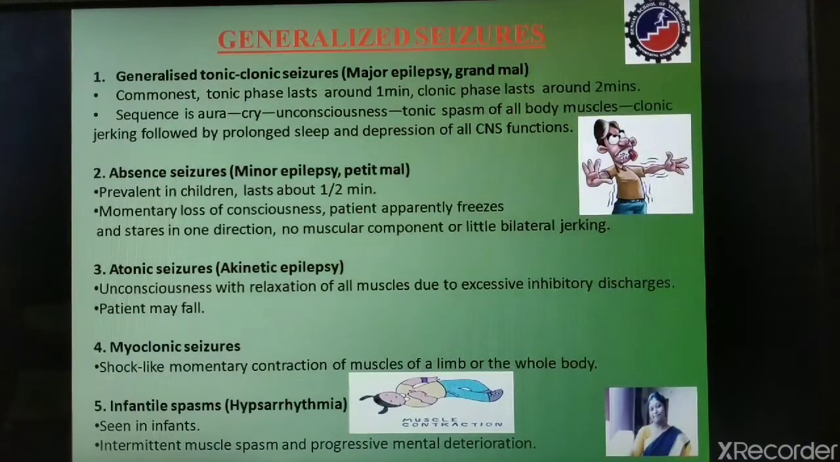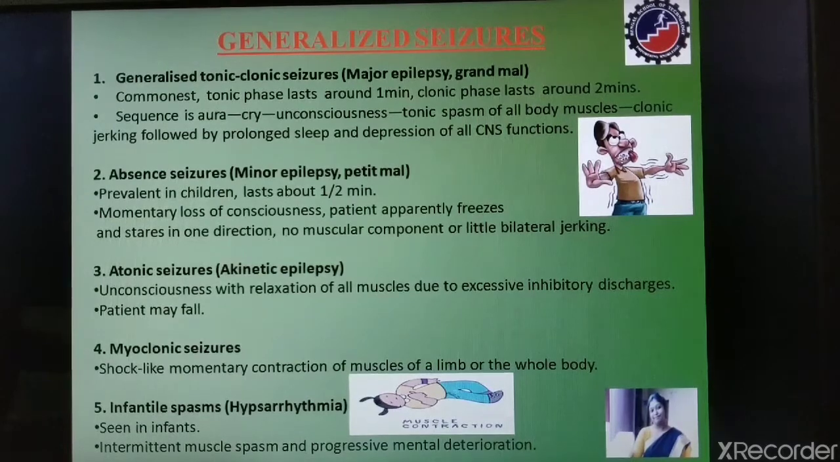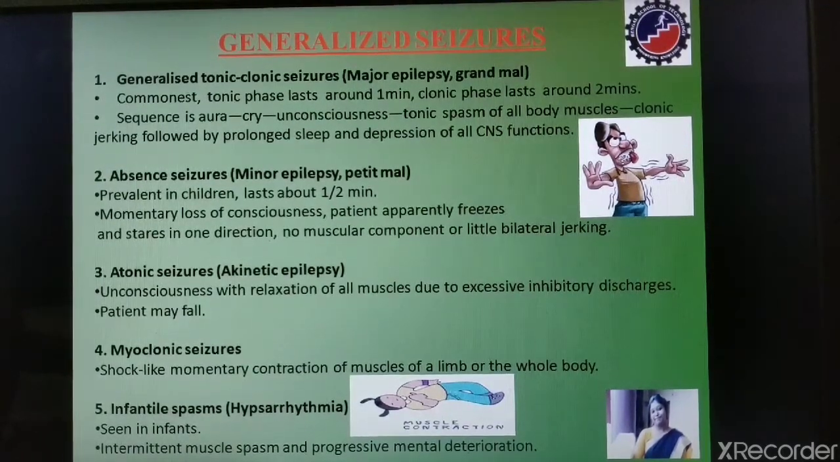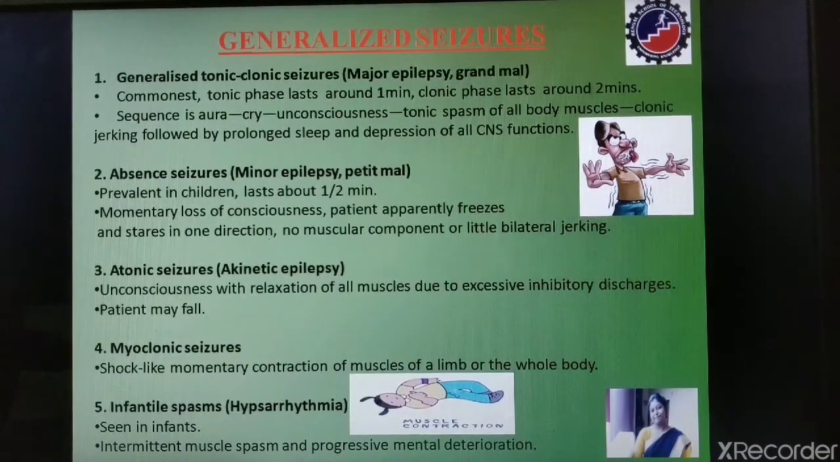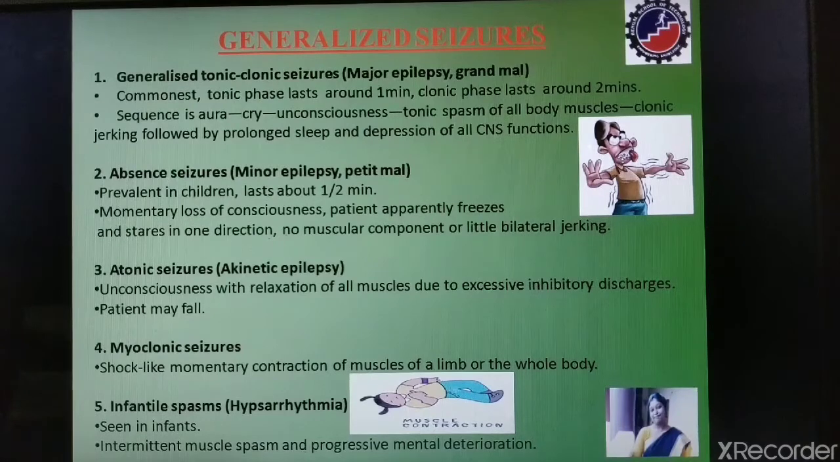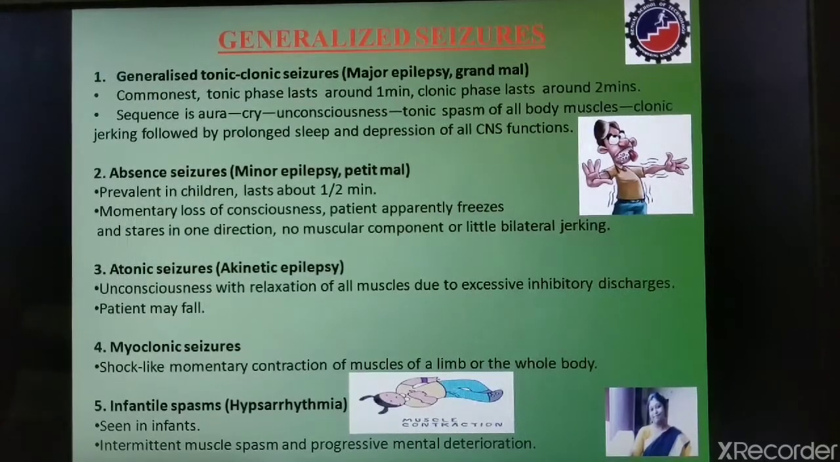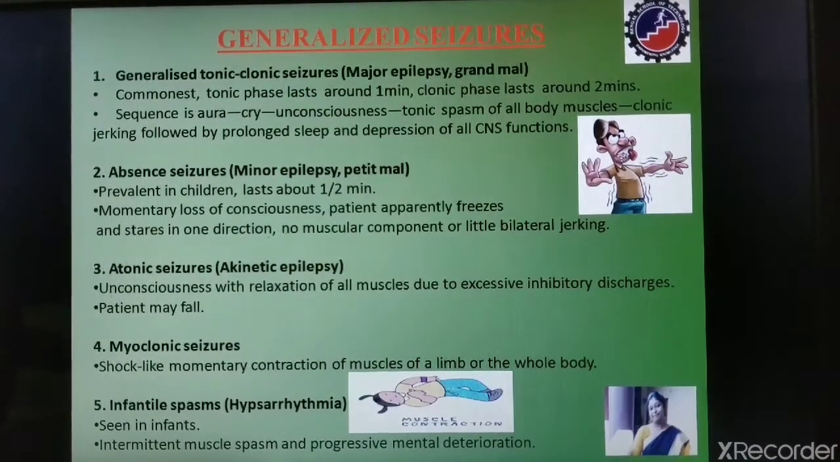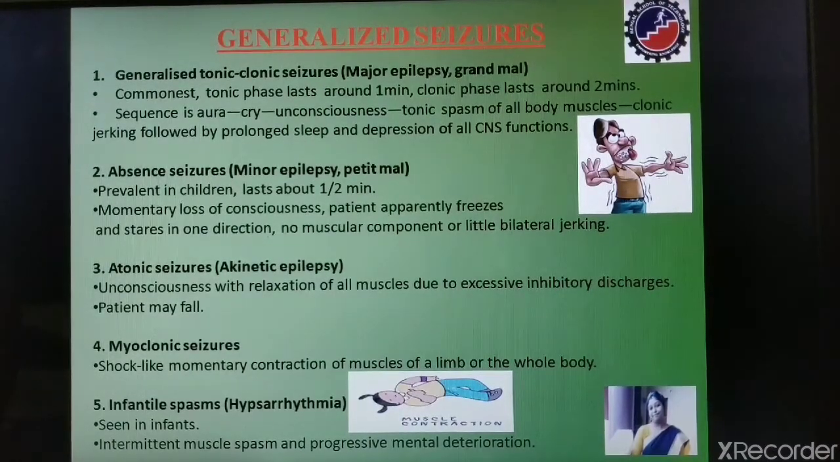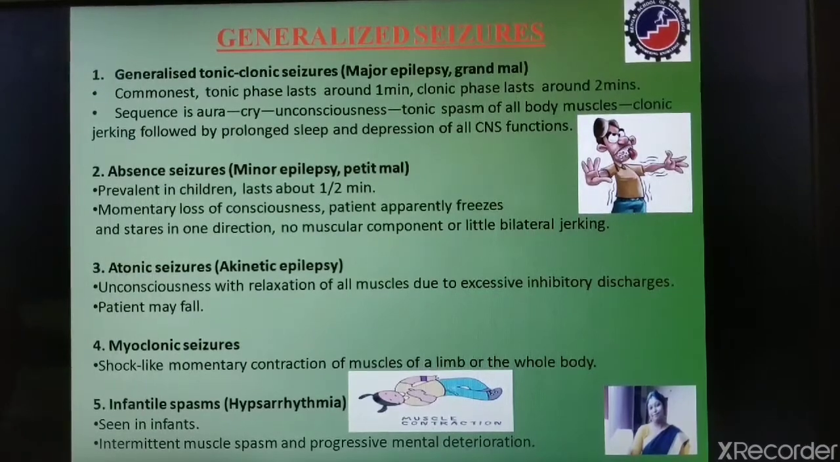Now, let us describe the types of generalized seizures. The very first type of generalized seizure is termed the generalized tonic-clonic seizures and are also called the grand mal seizures. This has two phases. One is the tonic phase, another is the clonic phase. The tonic phase lasts around 1 minute, whereas the clonic phase lasts around 2 to 4 minutes in certain individuals.